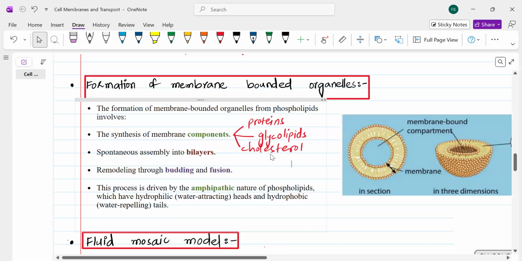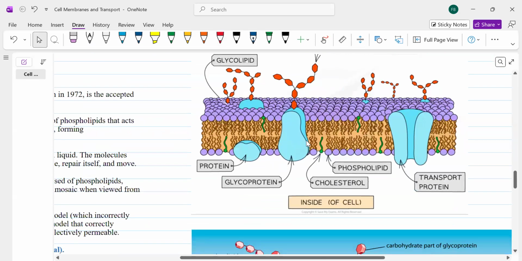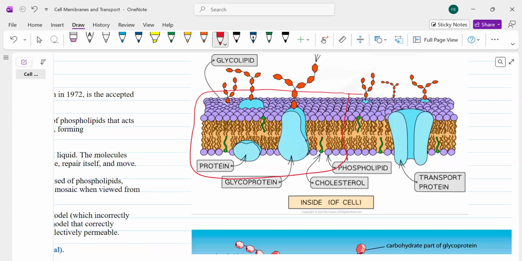And then in the last, there will be remodeling through budding and fusion. What is meant by remodeling? Let's suppose this is the membrane of the lysosome, there will be budding and fusion. What is fusion? Maybe some part of this lysosome was formed over here, and this part formed over this side. So they will fuse together and form this whole one membrane. Are you getting what I'm saying?